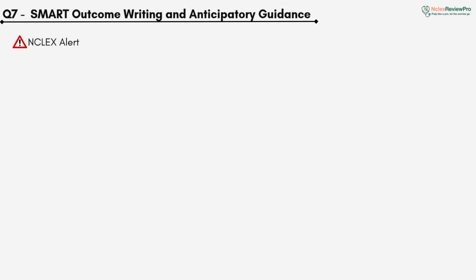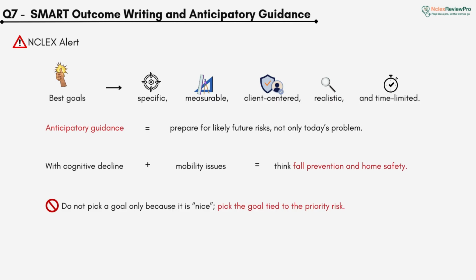Now, here's the NCLEX alert. On NCLEX, best goals are specific, measurable, client-centered, realistic, and time-limited. Anticipatory guidance means preparing for likely future risks, not only today's problem. With cognitive decline plus mobility issues, think fall prevention and home safety. Do not pick a goal only because it sounds nice. Pick the goal tied to the priority risk.